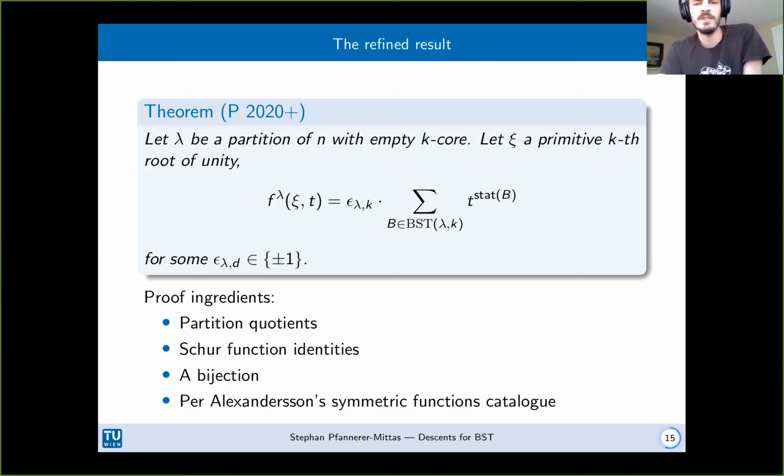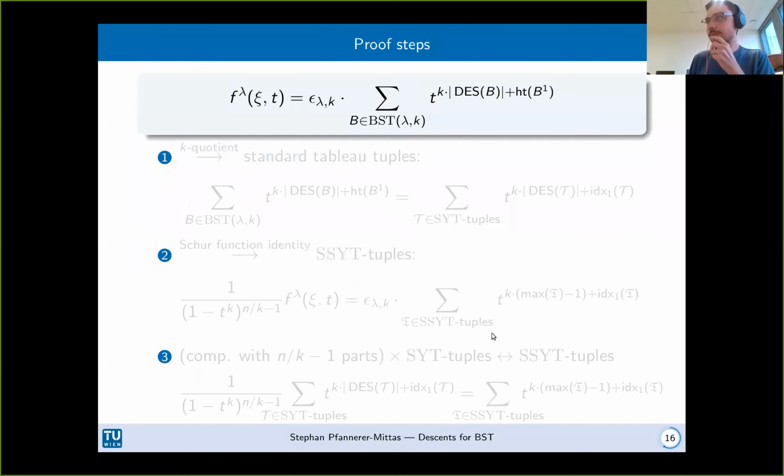Does the theorem generalize to skew shapes? Unfortunately not. And I have a slide in the appendix. So if you ask me in the end again, I can show you the counterexample in the appendix. Okay, so this is the refined result, unfortunately not for skew shapes.